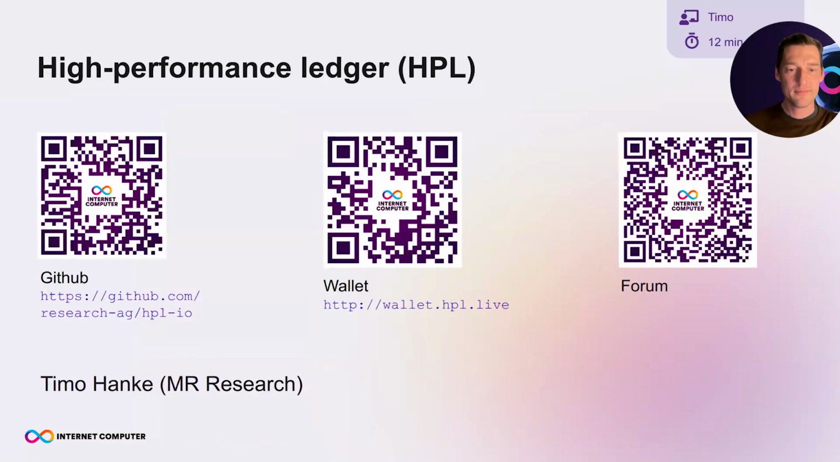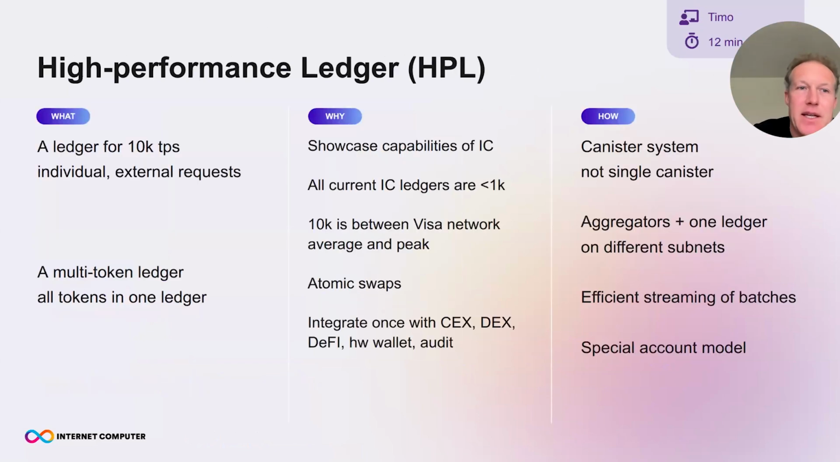All right, let's jump to the next section. Timo. Thank you, Saša. So the HPL is a ledger that can process 10,000 transactions per second, where one transaction is an individual ingress request. And the HPL is also a multi-token ledger, which means it can host an arbitrary number of different tokens. We do this to showcase the capabilities of the IC.